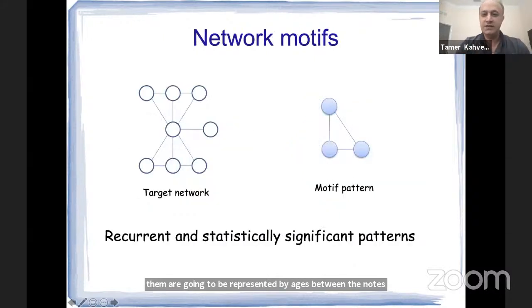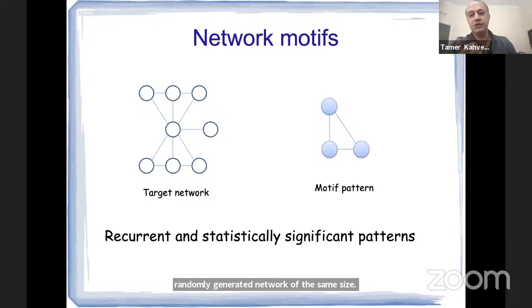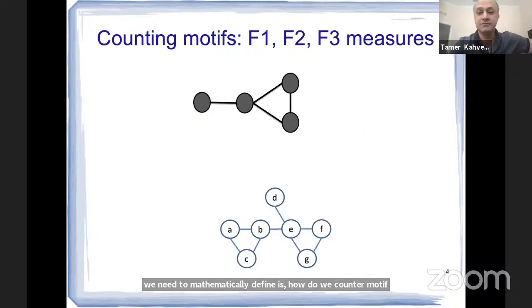Now, under this mathematical model, a motif is simply a small graph pattern such that this graph pattern appears in a given target network much more frequently than you would have expected in a randomly generated network of the same size. Of course, in order to talk about whether a motif appears so many times in a given network, the first thing that we need to mathematically define is how do we count a motif in a given network.